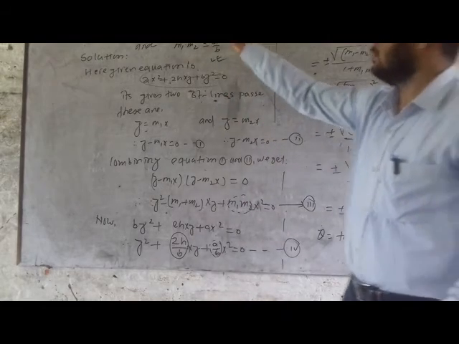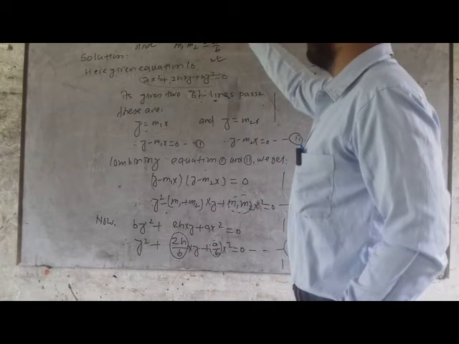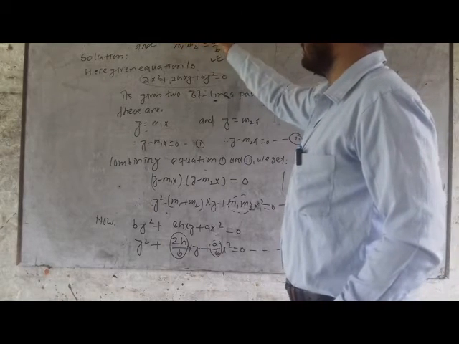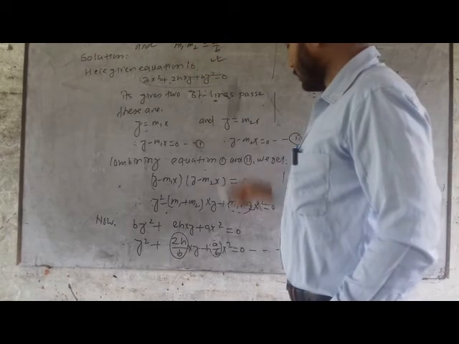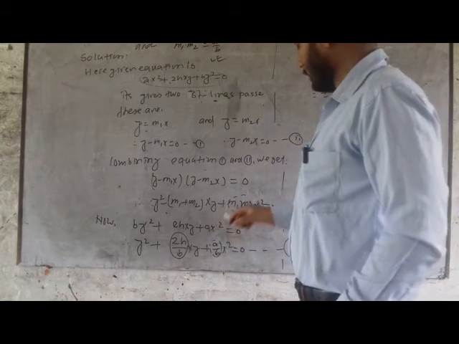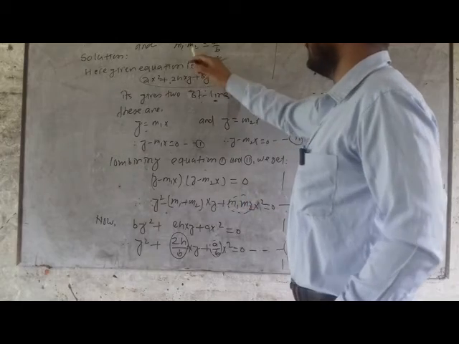So we can easily compare these two equations 3 and 4. We get minus m1 plus m2 is equal to 2h by b, that is, m1 plus m2 is equal to minus 2h by b. Here the coefficient of x square is a by b, so m1 into m2 is equal to a by b.